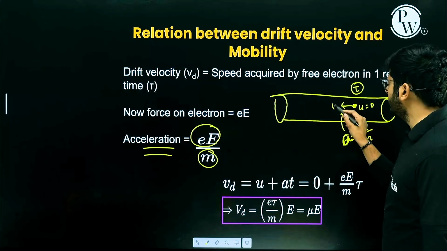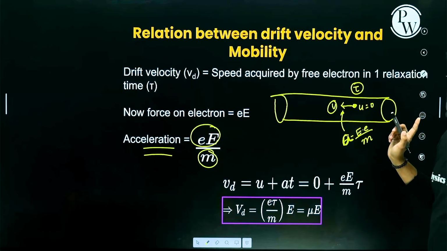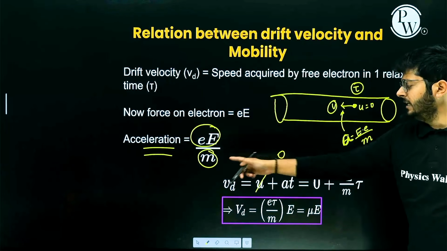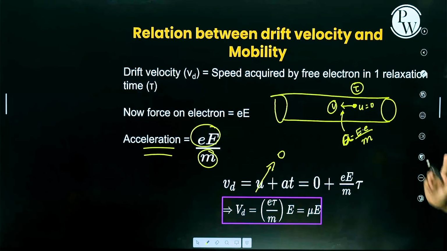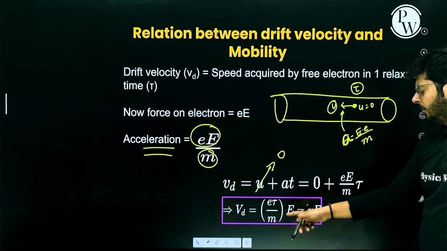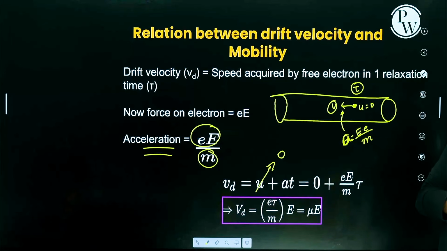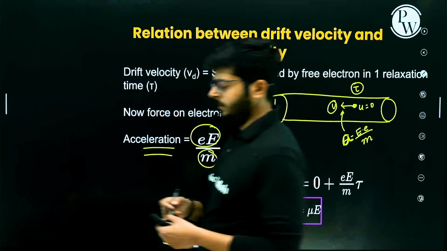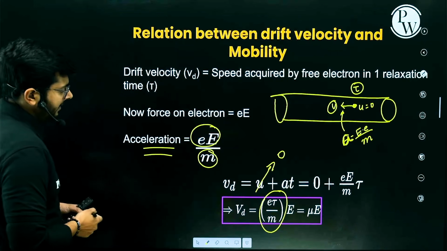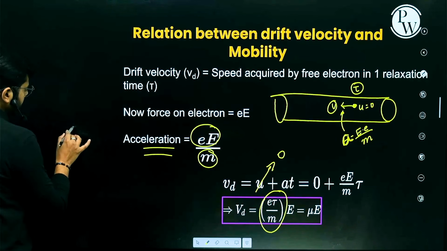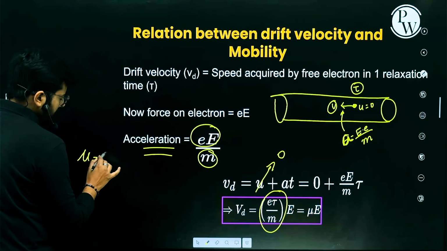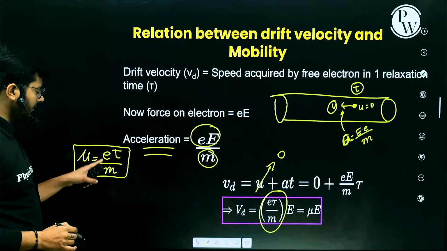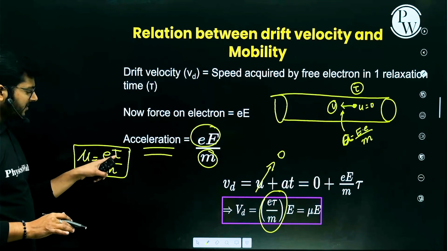So how much velocity will it achieve after the acceleration? v equals u plus at. Initial velocity was 0, acceleration is eE upon m, and the time is the relaxation time. So the drift velocity will be eE upon m into relaxation time. I believe the idea is very clear. This part is the mobility mu. Drift velocity is mobility into E, so mobility is e tau upon m. Here e is the charge of the electron and m is the mass of the electron. This is constant. Relaxation time is tau.